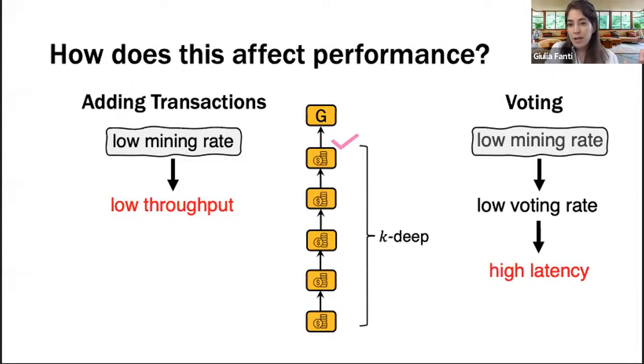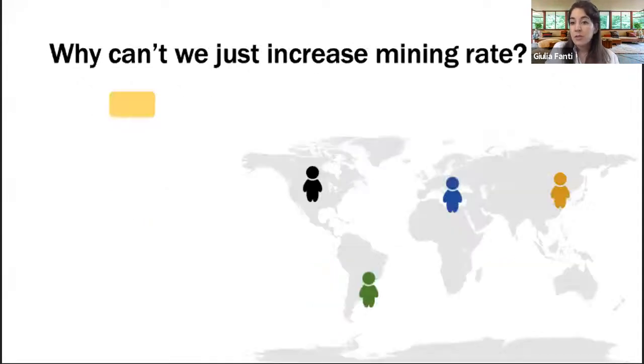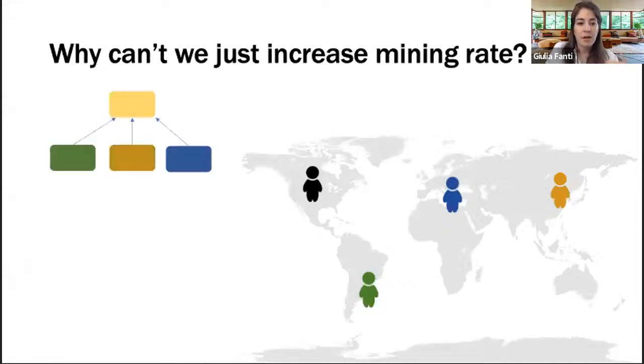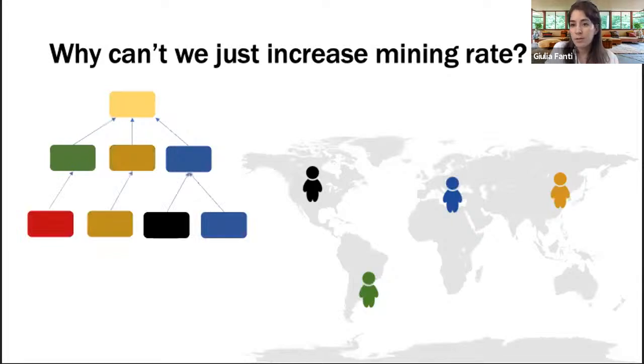So a natural question to ask here is, why can't we just increase our mining rate? So now all of our miners, our honest nodes, are going to produce more blocks per second. Some of those blocks may conflict with one another, so they may appear at the same level, but that should be fine. So why can't we do that?